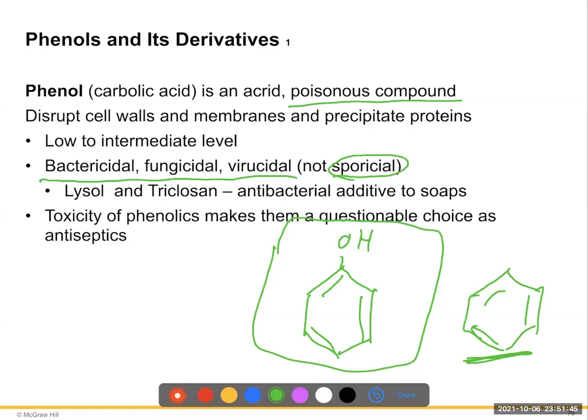Lysol, triclosan, and antibacterial additives to soap use phenol. The toxicity of phenolics makes them a questionable choice for antiseptic. You know, they are still toxic, not as toxic as benzene, but they're still toxic.